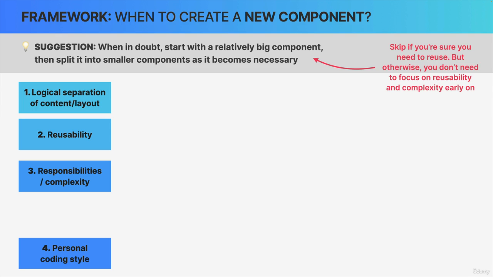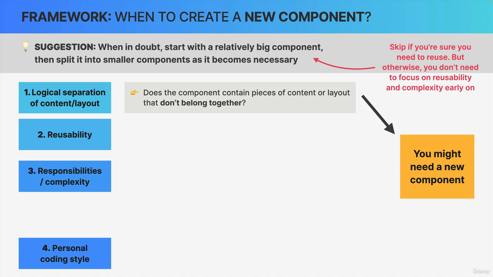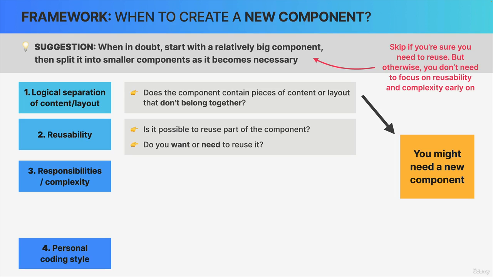So if after writing your big component, you feel like the component contains some piece of code or of the layout that doesn't really belong together, then that means that it's probably a good idea to create a new component. Now about reusability, if it's possible to reuse a part of your big component, and if you actually want or need to reuse that part, then you should take that code and extract it into a new component.